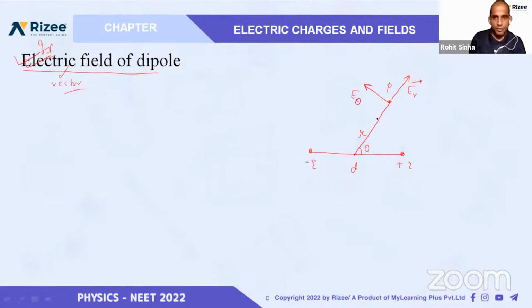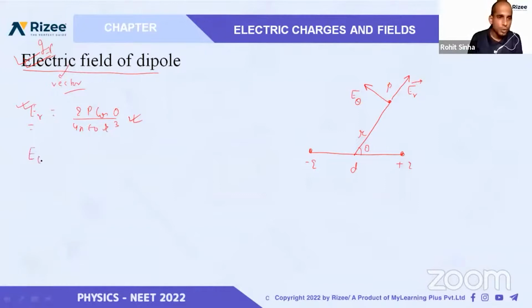Along the direction of theta, we call it E theta, and along the direction of R, we call it ER. So what we get is ER equals 2p cos theta by 4 pi epsilon naught r cube. This is the electric field in the R direction. I am skipping the derivation because it is not important for your NEET exam; it is important only for the board exam. I will focus on questions and concepts only.